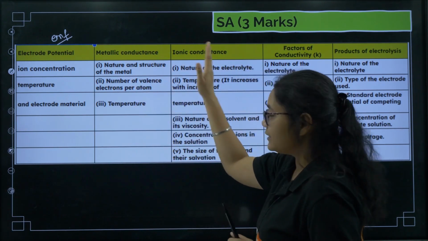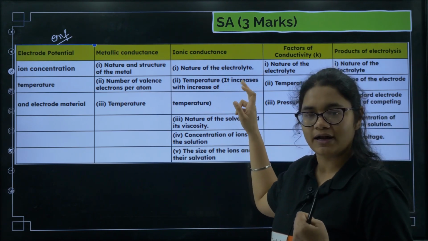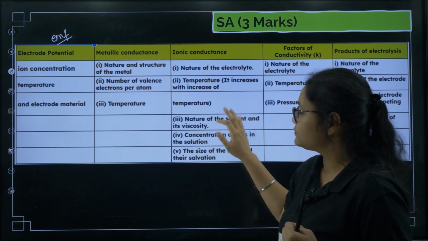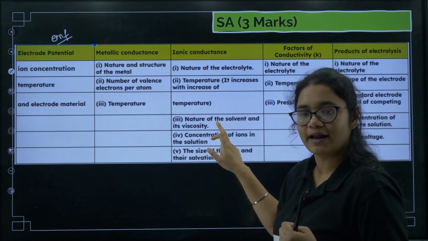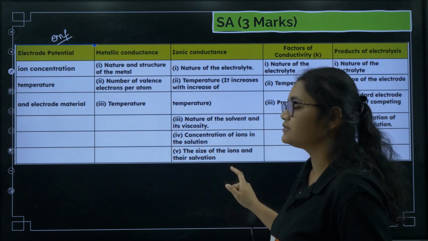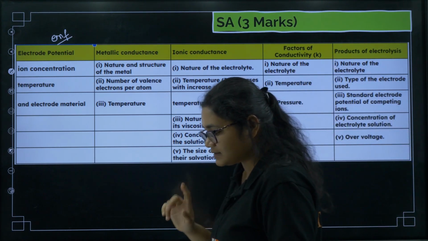Next, coming to ionic conductance, that is your electrolytic conductance, it depends on the nature of the electrolyte, whether it is a strong or a weak electrolyte. Temperature, it increases with the temperature. Nature of the solvent and its viscosity, nature of the ions in the solution, size of the ions and their solvation effect.